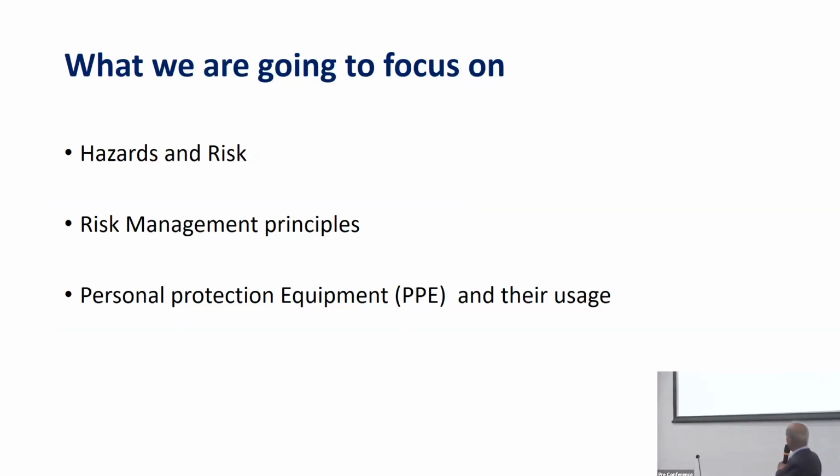We are going to cover the various hazards and risks, risk management principles, and personal protective equipment and their usage. This is the basic need. There are two types of safety. One is process safety. The other is personal safety. Personal safety takes care of personal protective equipment like helmets, goggles, hand gloves, and shoes. It protects only you, it doesn't protect anybody else. Whereas process safety covers the whole gamut of safety. That means it takes care of the people, assets, everything.